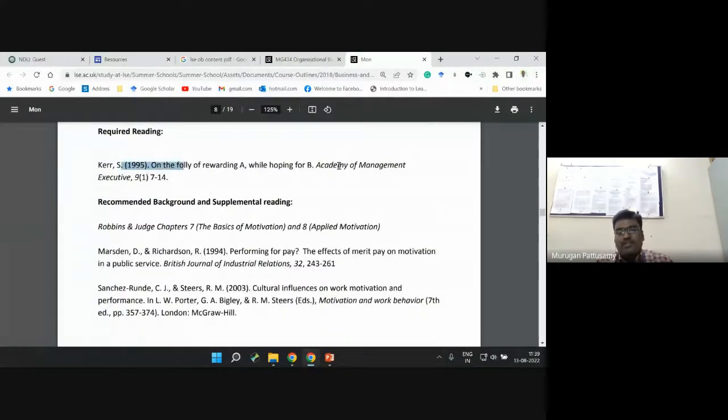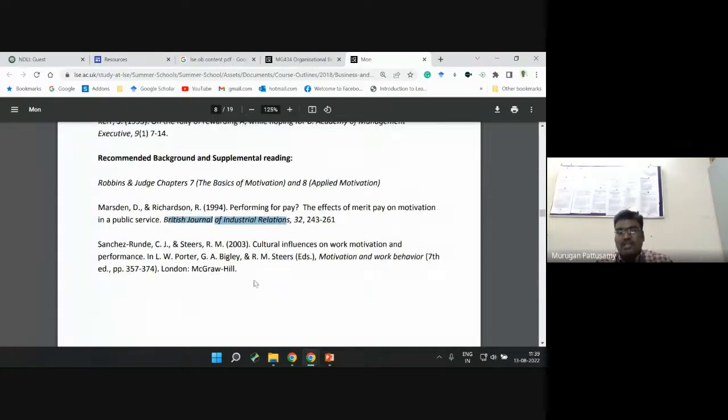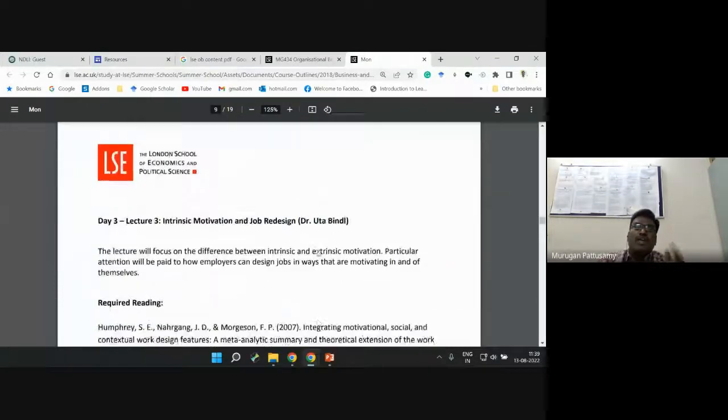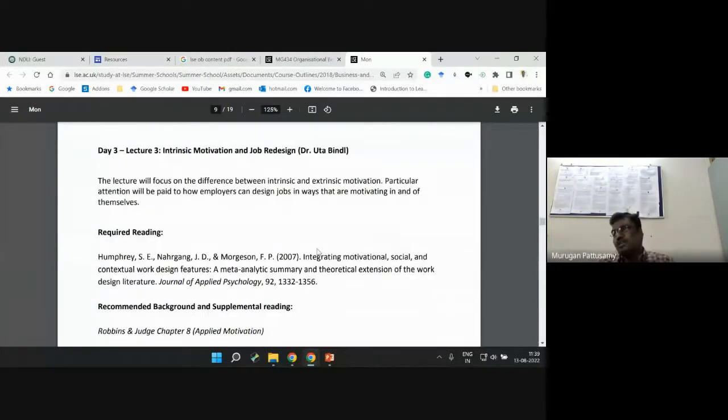Mandatory reading is coming from Academy of Management Executive. Then recommended readings are coming from one of the book chapters. Then British Journal of Industrial Relations, it's a journal paper. And then they're also recommending one more book chapter. So this is the way they fine-tune their course content. And students have to go through all of these references before they come to the class so that they'll get much more clarity in terms of their understanding.